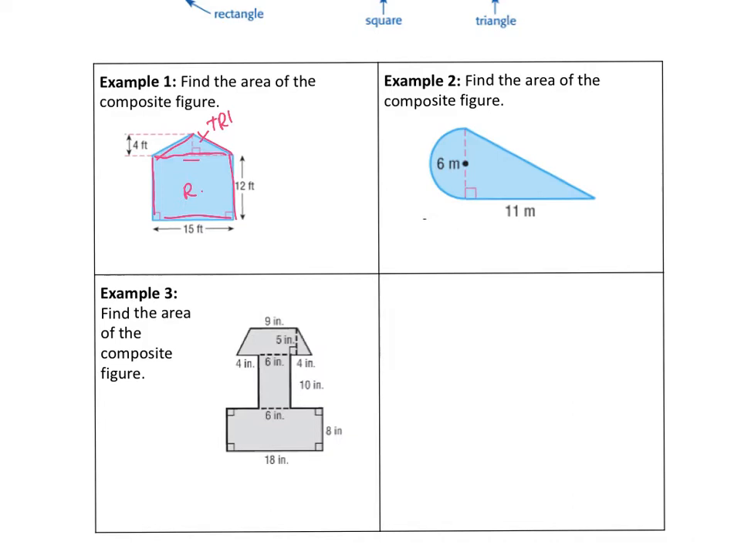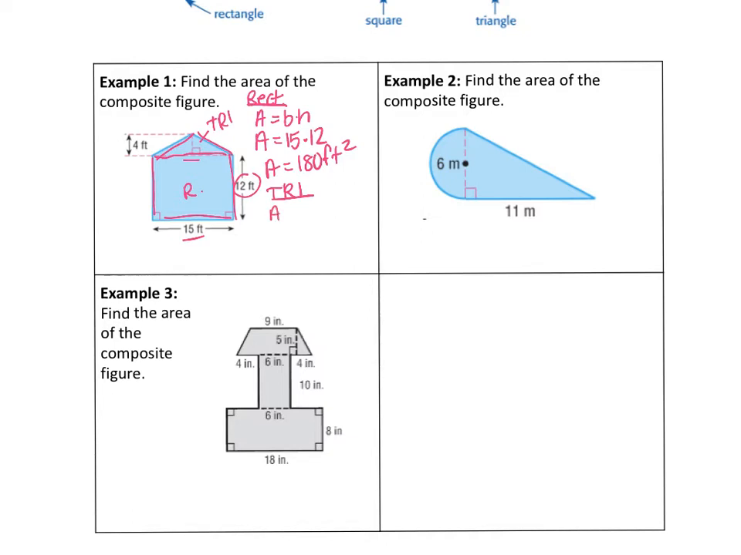So to keep things straight, I'm going to start with my rectangle. And the area formula for a rectangle is base times height. So area is equal to base times height. The base is 15, the height is 12. Area is equal to 15 times 12, which is equal to 180 feet squared. So 180 feet squared.